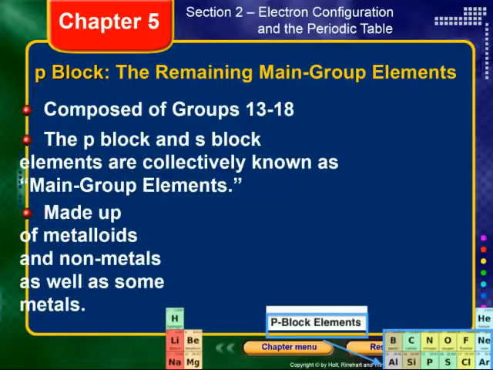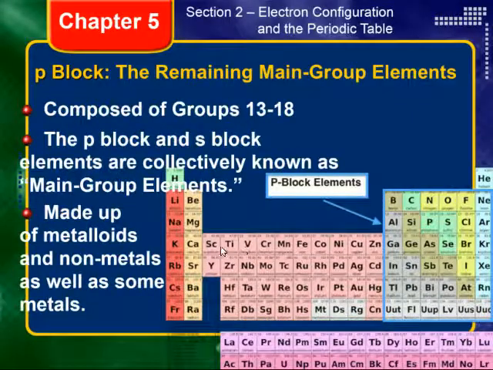So what does that mean? All of these groups in the middle, 3 through 12, are not considered main groups. They are not main. So if I say main group 3, I'm not talking about group 3. I'm talking about boron over here on the right side. So these are the p block elements.